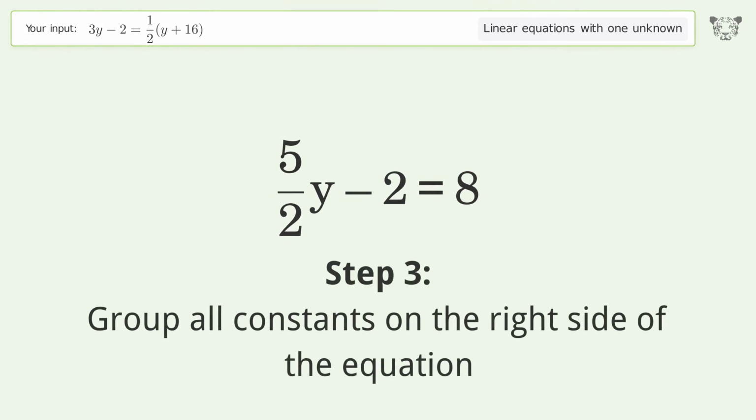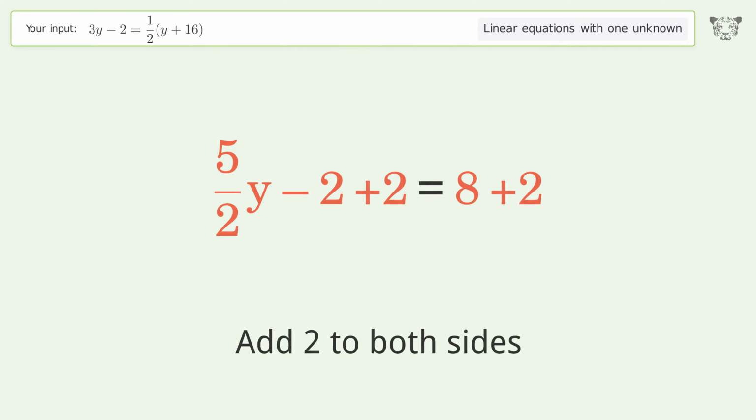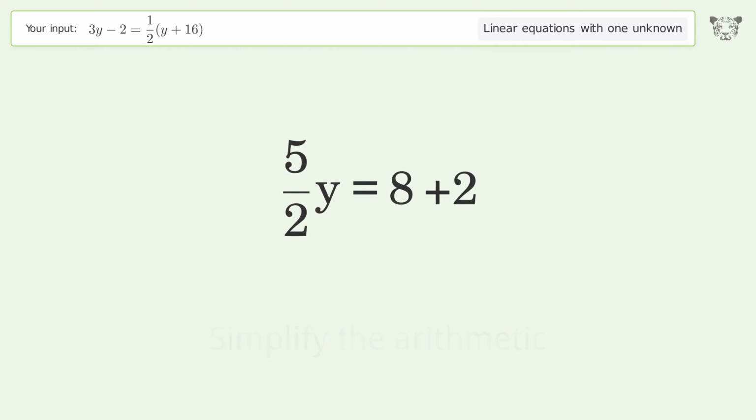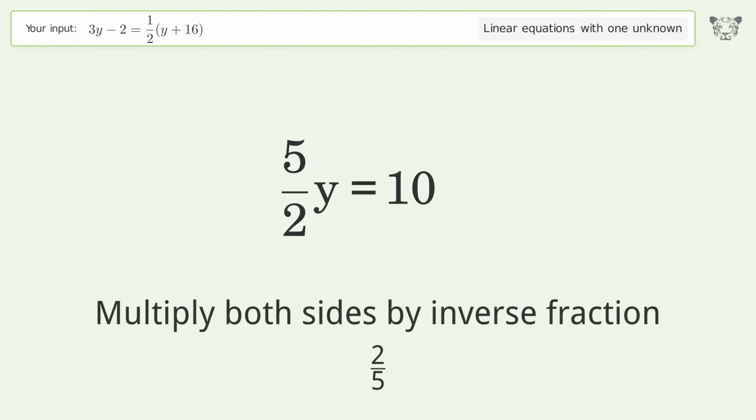Group all constants on the right side of the equation. Add 2 to both sides. Simplify the arithmetic. Isolate the y. Multiply both sides by inverse fraction 2 over 5.